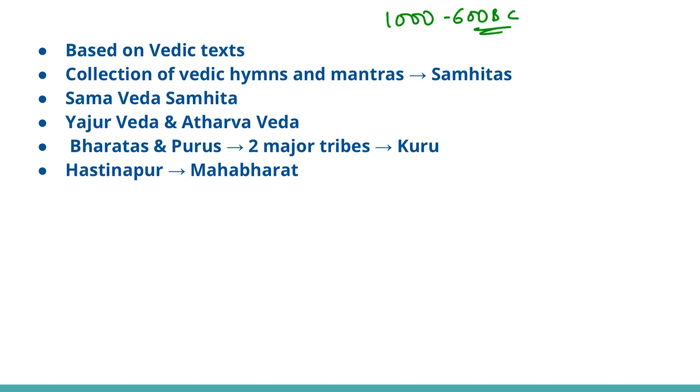The history of the later Vedic period is based mainly on Vedic texts, which were compiled after the age of the Rig Veda. The collections of Vedic hymns and mantras were known as Samhitas. The Rig Veda Samhita is said to be the oldest Vedic text, on the basis of which we have described the early Vedic age.